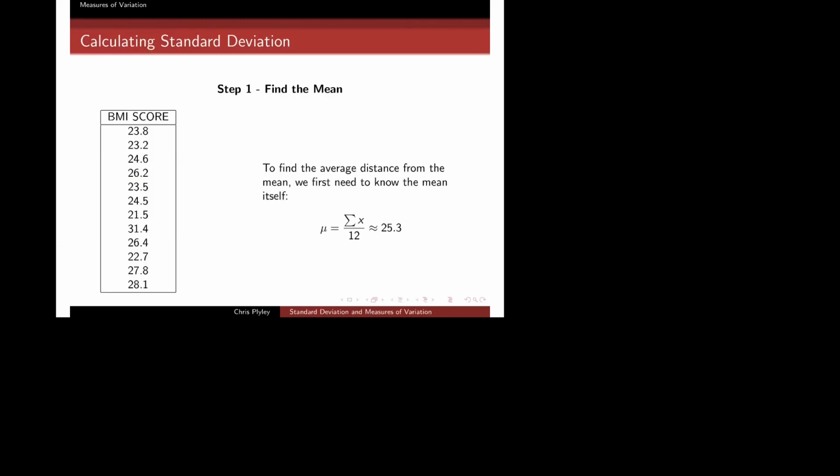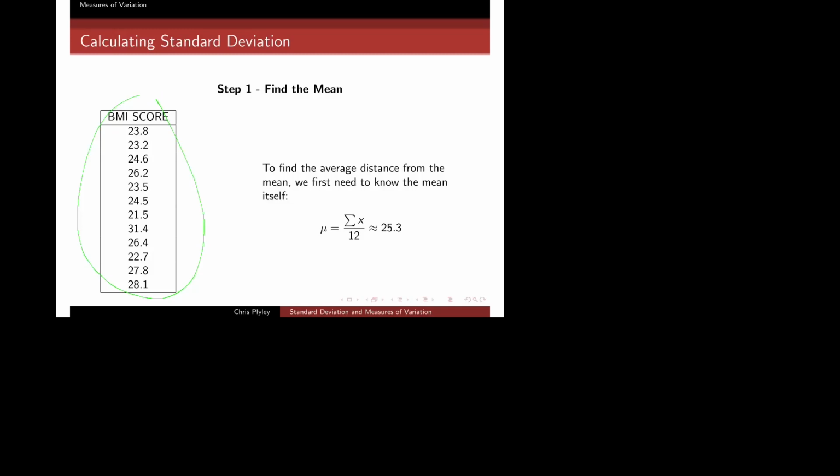And so that's the formula, but this is the kind of thing that you need to practice a little bit before you understand it, especially how to use it. So let's go through the steps of actually calculating a standard deviation. On the left over here I have a list of BMI scores, that's body mass index, for a group of men or women or whatever it is. And I want to find the standard deviation of this set.